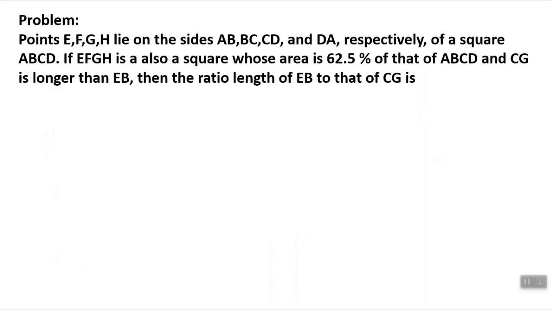Let us look at this question on geometry. There are two squares, ABCD and EFGH, and the ratio of the areas of these two squares is 62.5%. EFGH is such that the points E, F, G, H are on four sides of the square, and so drawing the diagram is the first step in solving this problem. Options are given. Let's draw the diagram.